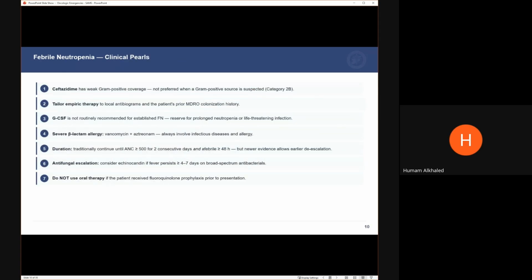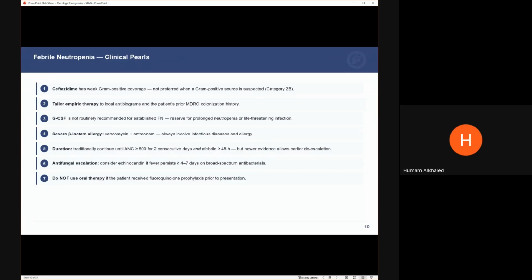Some of the clinical takeaways from febrile neutropenia: ceftazidime has weak gram-positive activity, so do not use it if you suspect gram-positive sources. Always match empiric antibiotics to your local resistance data and the patient's prior colonization history, if it's available.